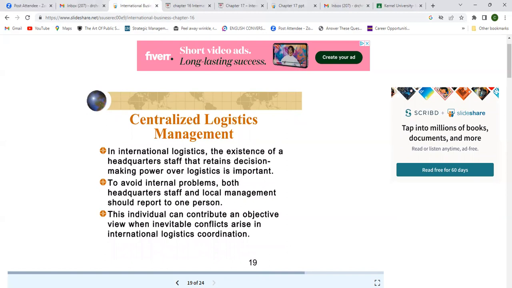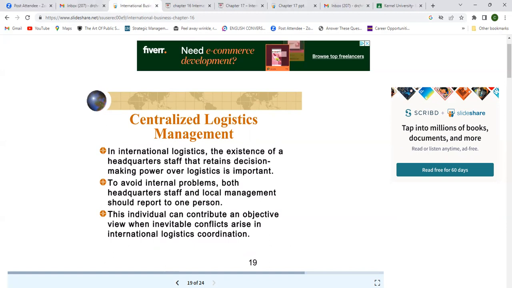Centralized logistics management. In international logistics, the existence of headquarters staff that retain decision-making power over logistics is important. To avoid international problems, both headquarters staff and local management should report to one person. This individual can contribute to an objective view when inevitable conflicts arise in international logistics coordination.